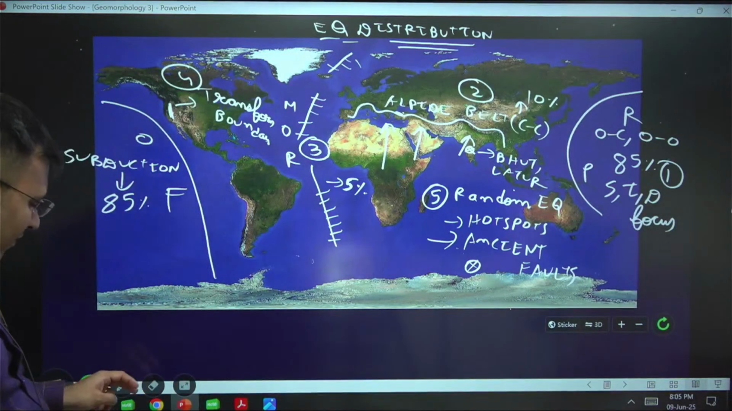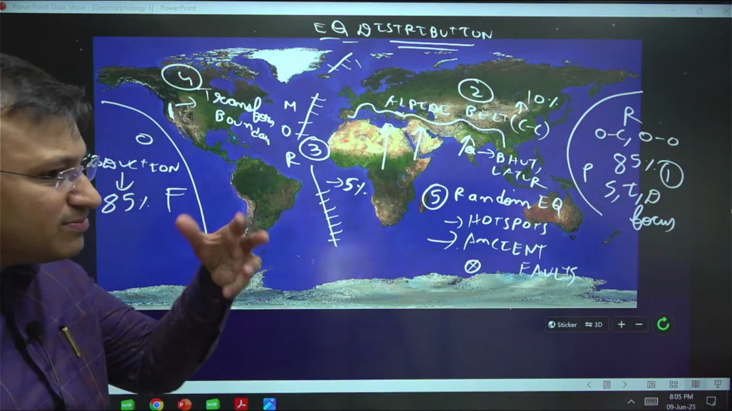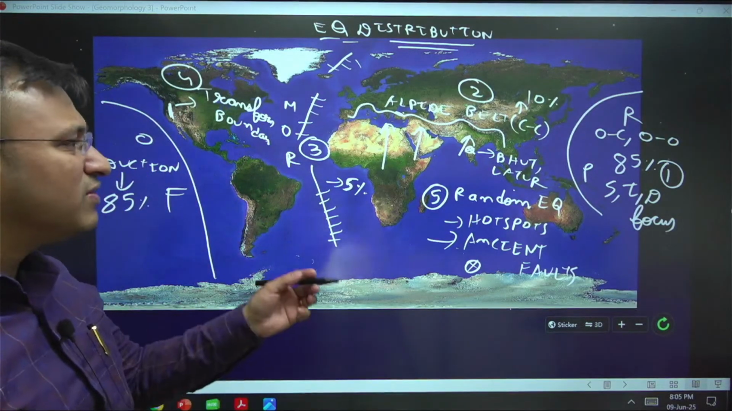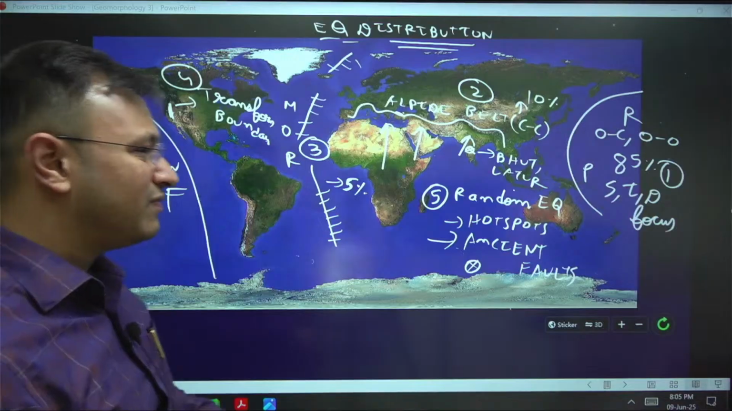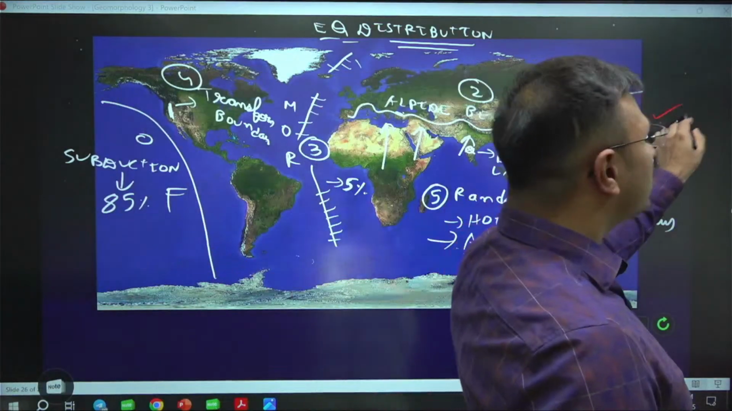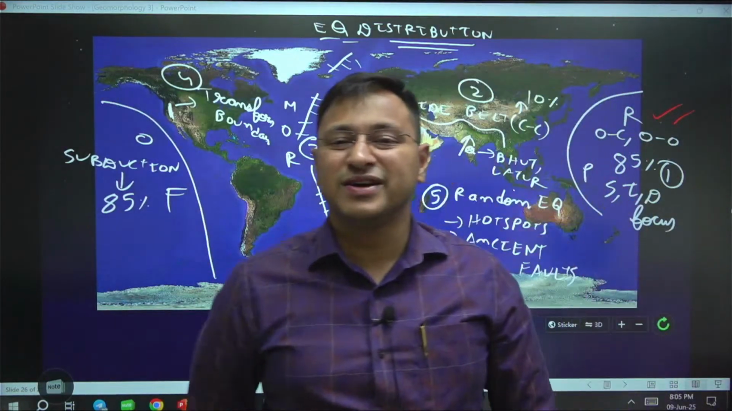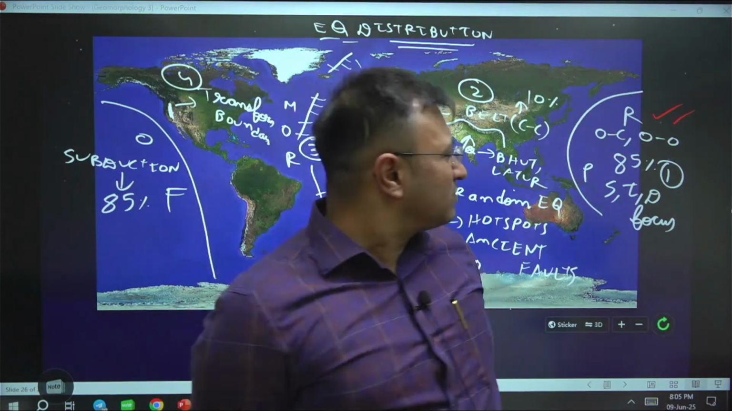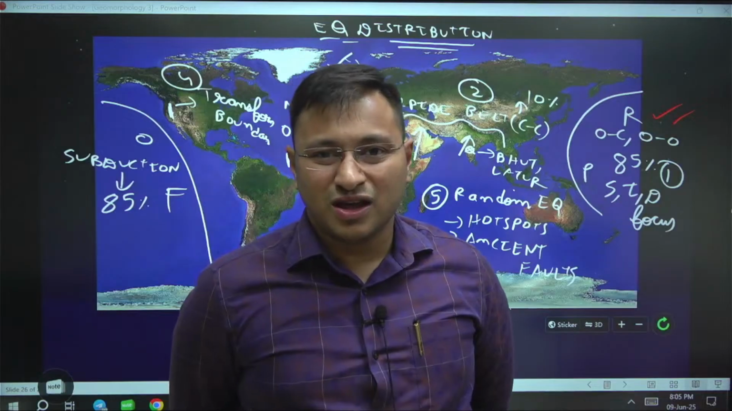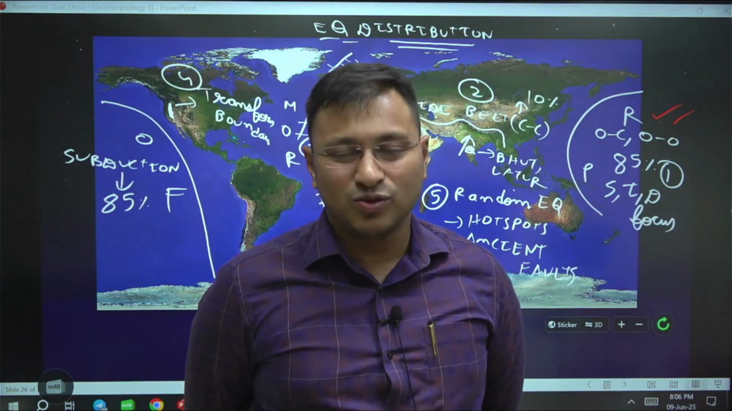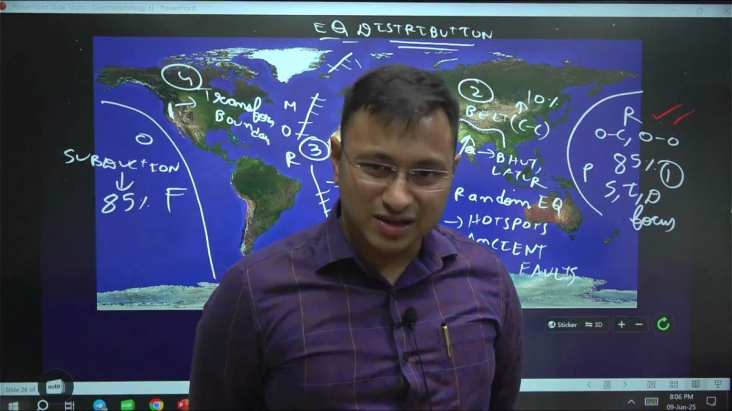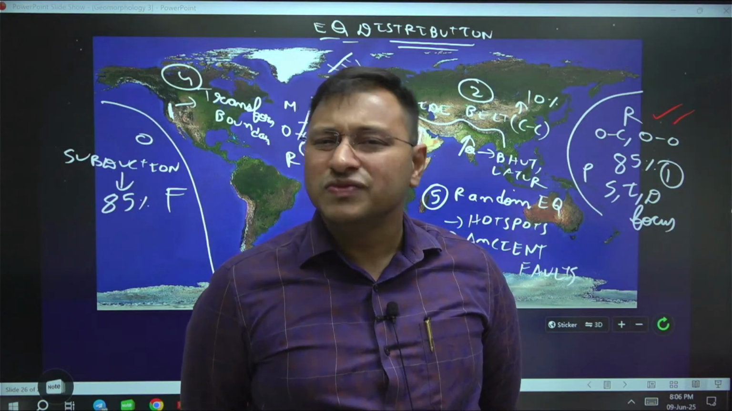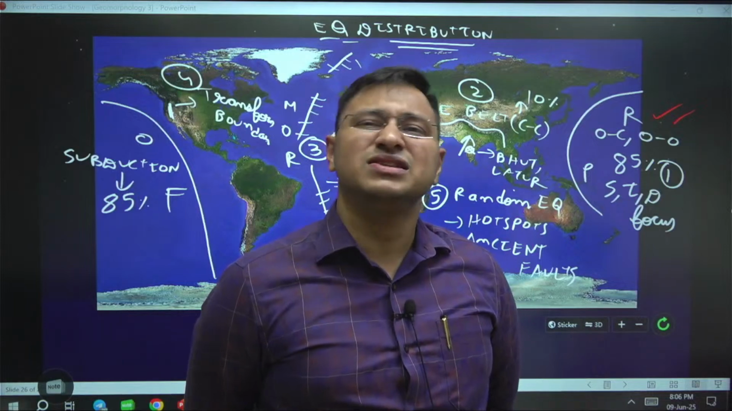So now if I'm trying to understand the distribution of earthquakes, where do we have them? Naturally, the first distribution of earthquakes is of course going to be in the Pacific region, the Pacific Ring of Fire. Why the Pacific Ring of Fire? Because almost all the margins are active. You are having divergent boundary, you are having convergent boundary. In the Pacific region, do we have divergent boundary? The answer is both yes and no.